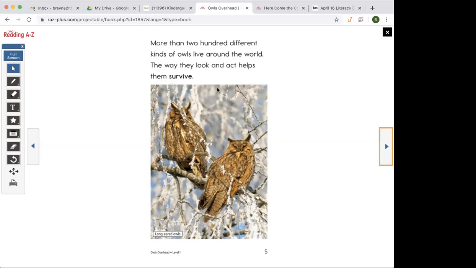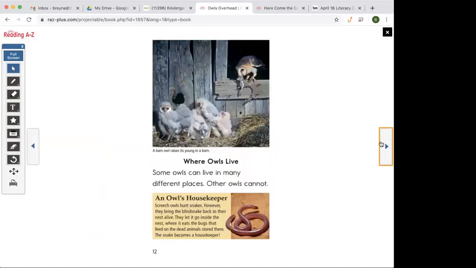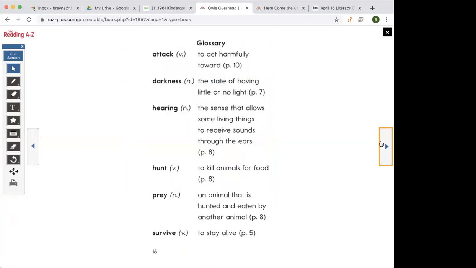So that means that I can go to the back and look up that word in the glossary. Survive starts with an S, and I need to look and see what that starts with, because when I go to the glossary, I'm going to have to find that word. These words are in alphabetical order. So I'm going to look at the first letter and look for an S. S-U, there it is. Survive. Let's see what survive means. To stay alive. So now I know what that word means. So now I understand what I was reading.